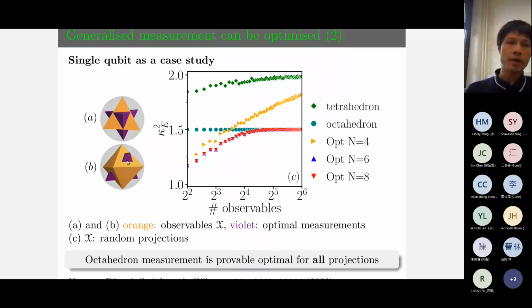Of course, if you increase the number of outcomes and fix it to be 6, then you find the octahedron. In this case, you find the octahedron measurement again. So this is the same as the octahedron. Later on, we are going to show that this octahedron measurement is somehow special. In a way, it is very robust and highly optimal, at least for the qubit case.